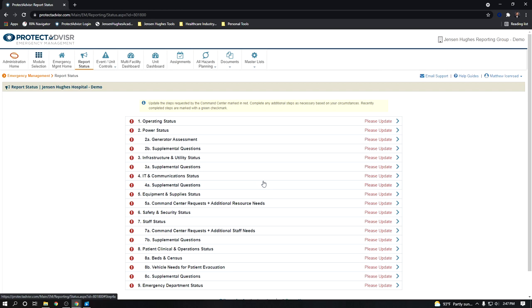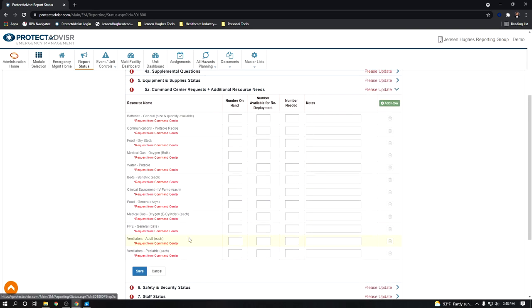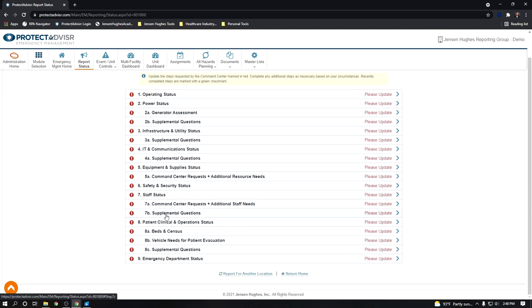ProtectAdvisr during times of crisis also provides a single source platform for all healthcare reporting and the flow of that information from individual facilities and units and departments at a micro level to sub-regional groups and states and regions at a macro level. Here, within the system, organizations, depending on where they sit on that continuum of care, respond to specific information requests from incident command. In this example, we can see information requests from operational status to emergency department status, and detailed assessments such as the generator assessment, as well as equipment and supply requests, right here in an easy-to-use platform.